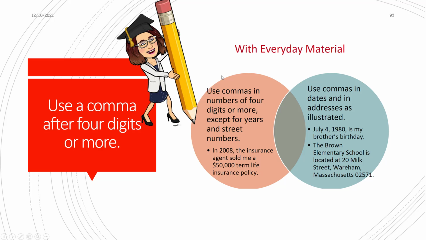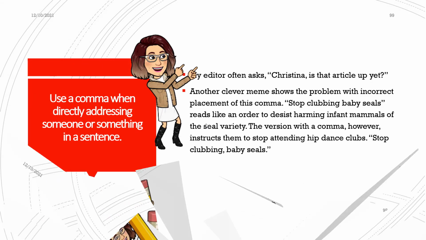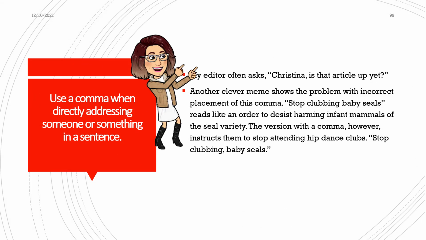Use commas in numbers of 4 digits or more. Okay, this you should already know. This is mathematics. I'm not going to go over this. Use a comma when you have yes and no. Yes, I saw a duck when I went running. So you use a comma after yes. No, the duck didn't bite me. So you use a comma after no. Use a comma before a dialogue. So right here is the comma.